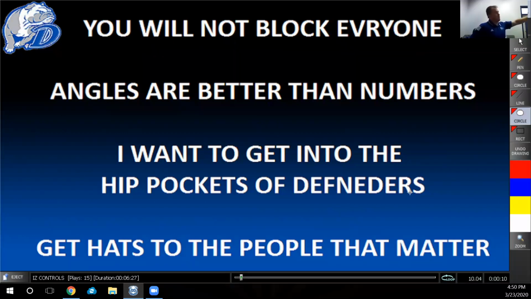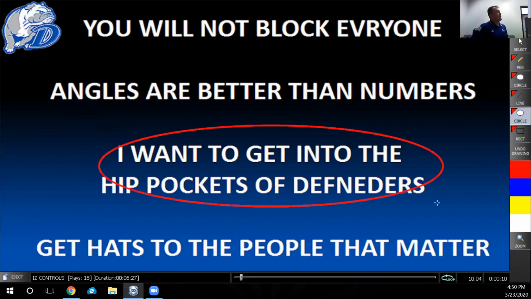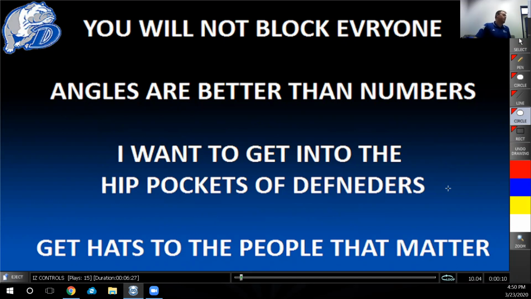So that's really because I want to get into the hip pockets of defenders. So I want to create angles with front ID and formation, essentially, that are going to give me good angles. And that's going to allow my offensive linemen to get into the hip pockets of defenders. So why the hip pockets? Because I call it the strike zone, is basically hip bone to armpit.